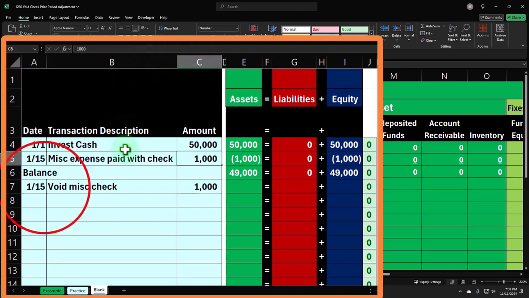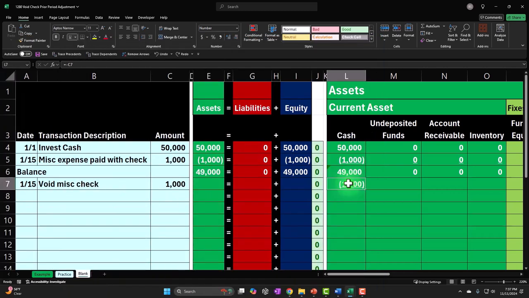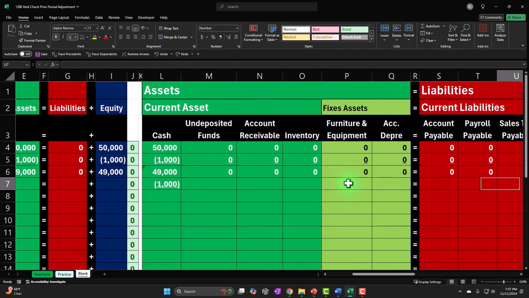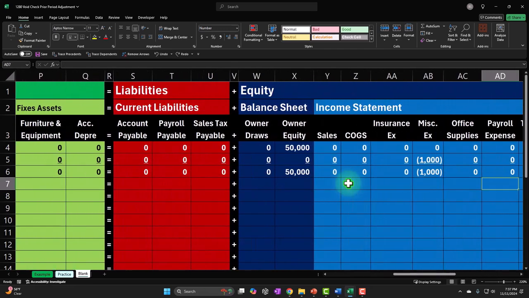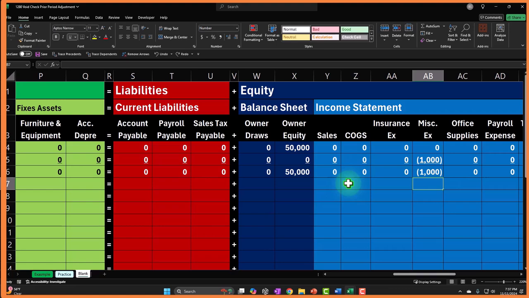Now notice in this case, we're in the same period. It's the same day. So I want the audit trail, therefore I'm going to void it instead of deleting it. And I don't really have to worry about the prior period adjustment because it's not like this was a check or a transaction that was entered in the prior year. Therefore, I'm just going to say, okay, I'm cool to just reverse it in the current period. So let's reverse it here.